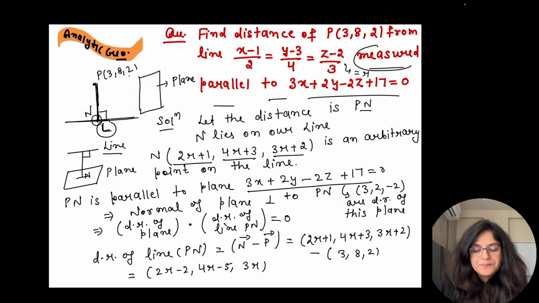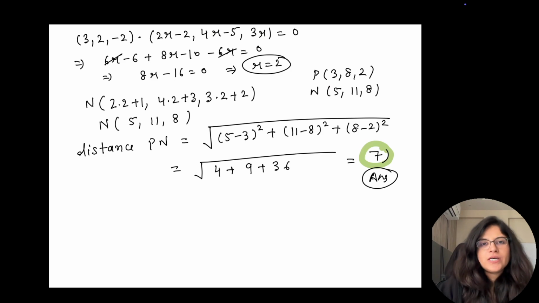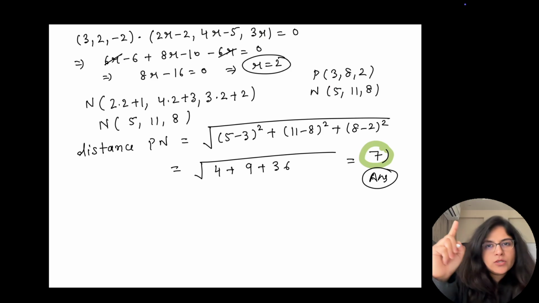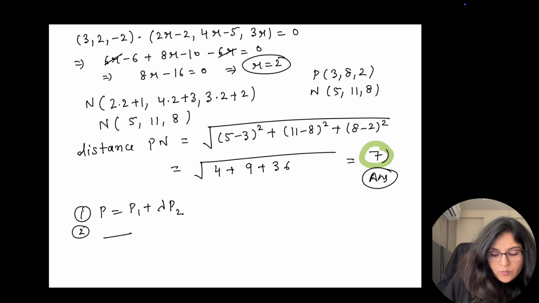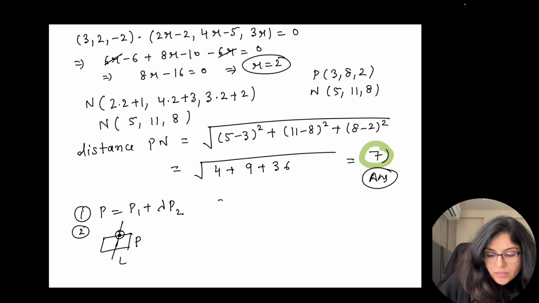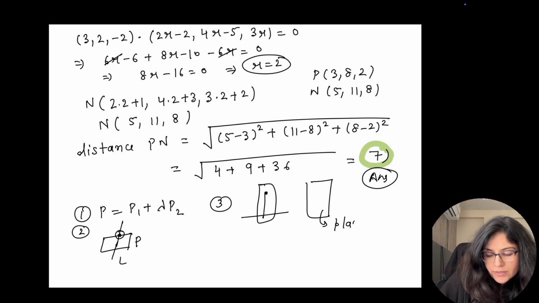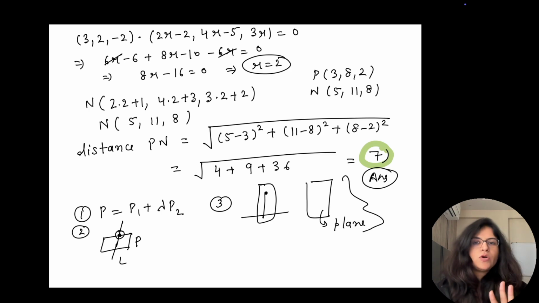All right everyone, so this is it for today. We covered 3 concepts here. First concept was the plane through the intersection of two planes, P1 plus lambda P2. The second concept was finding the point of intersection between the plane and the line. Third, we covered the distance of a point from the line where this distance is measured parallel to another plane. So we understood these 3 concepts in this session.